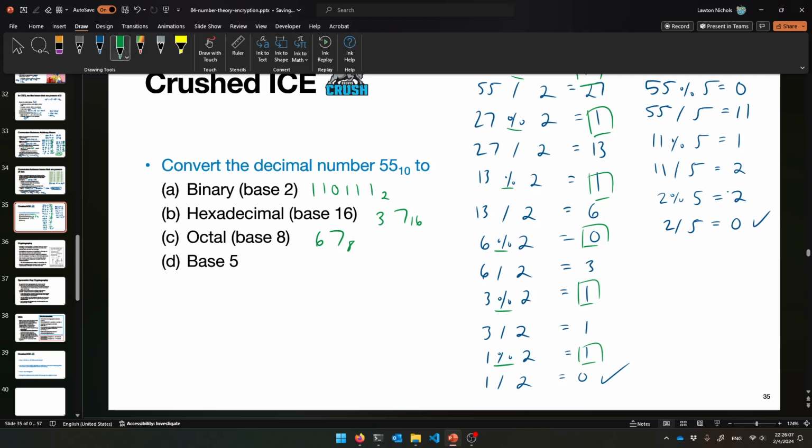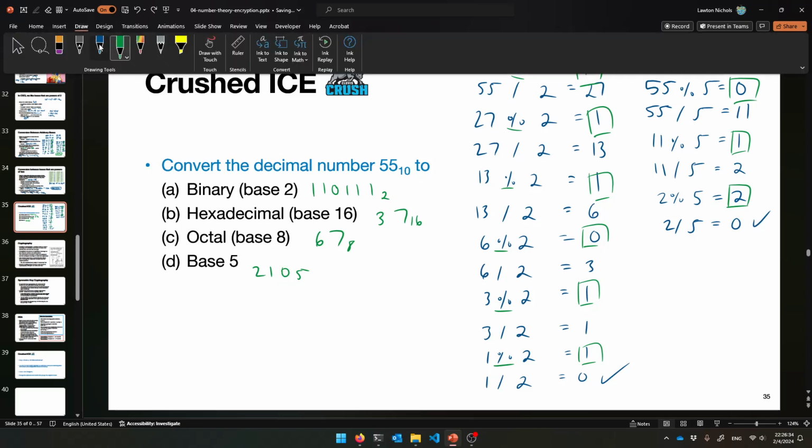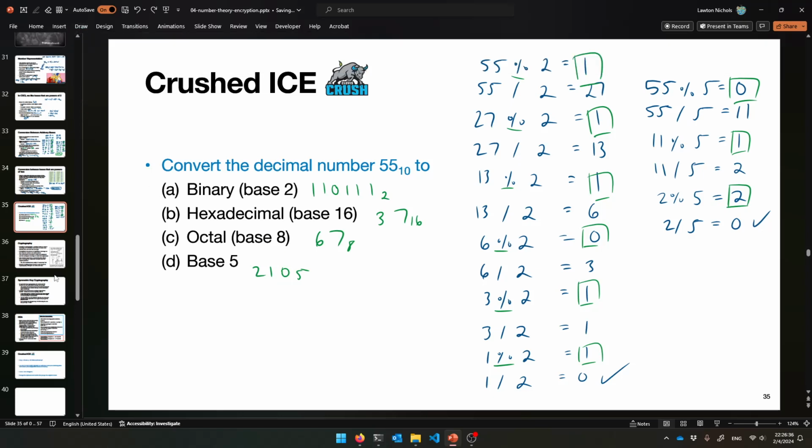So, okay. Every time we took a modulus, we get a digit in reverse order. So the answer is 2, 1, 0 to get 55 in base 5. 2, 1, 0, base 5. And you can always confirm these, right? This is 0 times 1, plus 1 times 5, plus 2 times 25. Right, so that's 50 plus 5. Checks out. So hopefully this is making a little bit of sense. And hopefully you've seen this before too. We're just building on top of our knowledge.